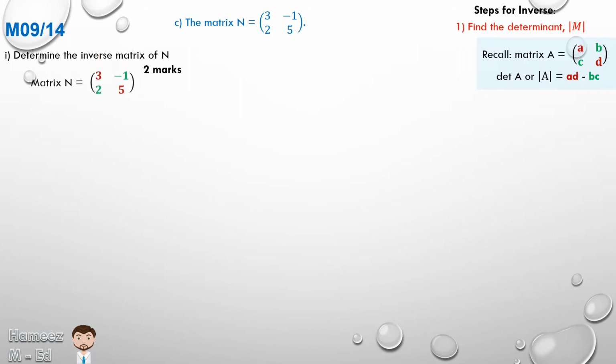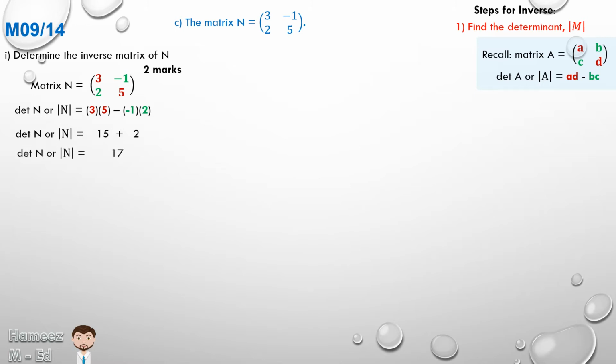So matrix N is 3, minus 1, 2, 5. So the determinant of N, or mod N, is 3 by 5 minus 1 by 2. The red terms minus the green terms. And let's simplify. 3 5s are 15. 1 by 2 is 2. And we have 2 negative signs, so that will give us plus 2. And 15 plus 2 is 17. So the determinant is 17.